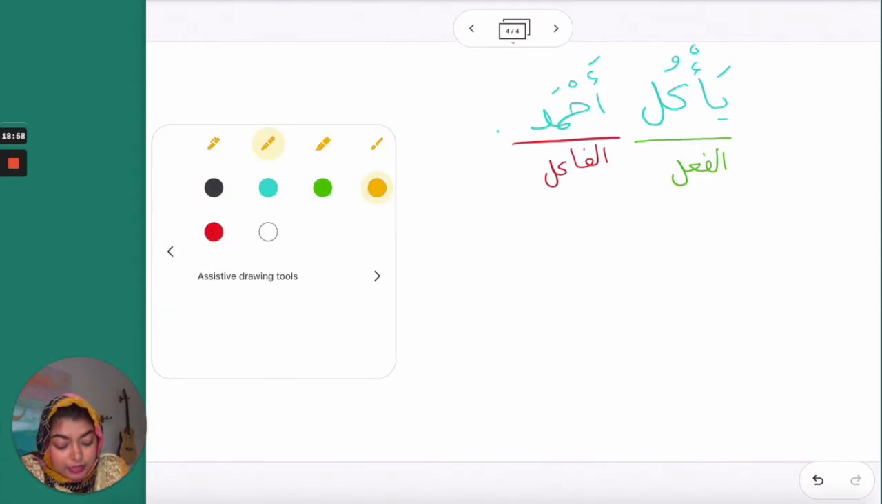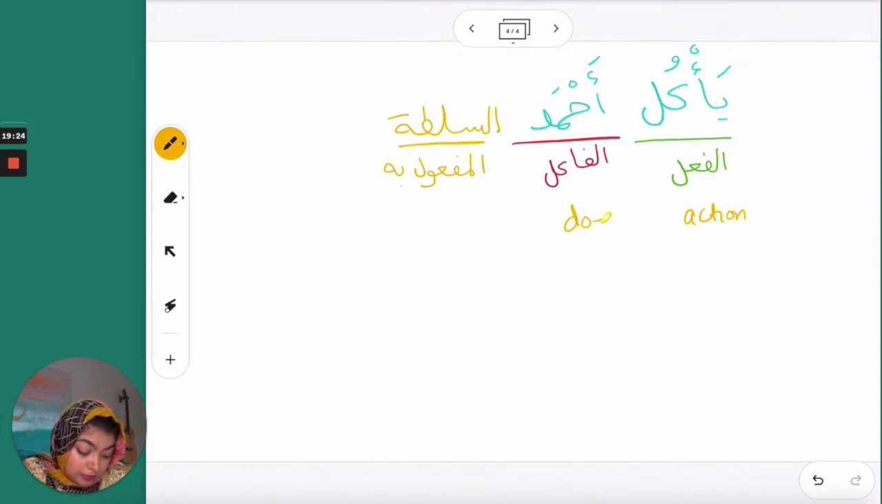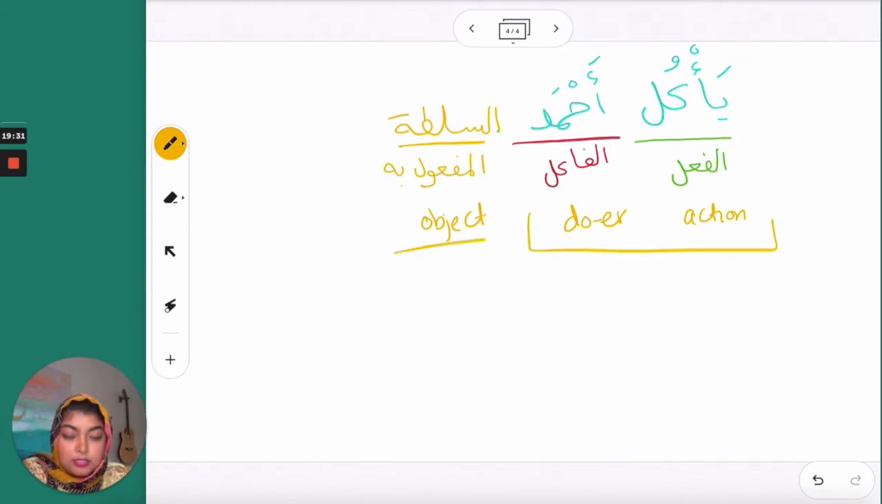But if I added to this, because this is a complete sentence, Ahmad is eating. If I added, I could, if I wanted to, I could say يأكل أحمد السلطة. ماذا يأكل أحمد؟ السلطة. So if you added, this would be called المفعول به. This is your example of مفعول به. So you have the action, the doer, and the object, the thing the action is being done on. Okay? But these are the two that are mandatory. This is just extra.